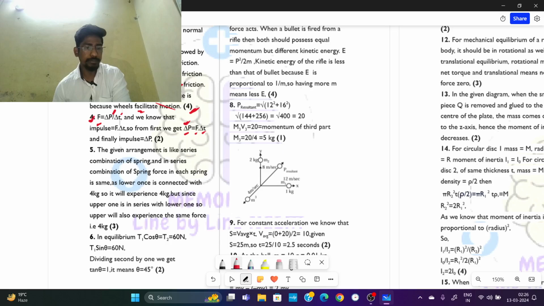force is nothing but the ratio of momentum and time.